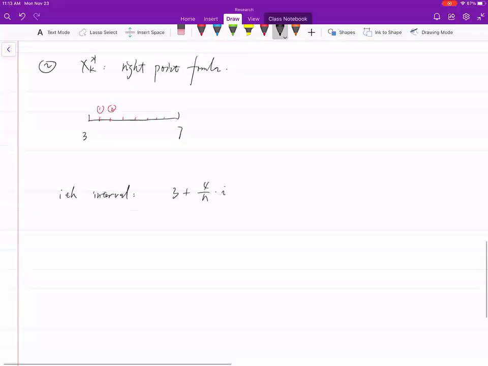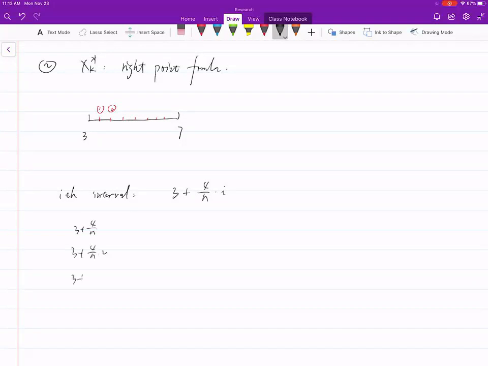For example, the first interval, you have 3 plus 4 over n. The second interval, you have 3 plus 4 over n times 2. The third interval, you have 4 over n times 3. So eventually, the ith interval will be 4 over n times i, if you're using the right formula. So 3 plus 4i divided by n. They use k, so 4k divided by n.